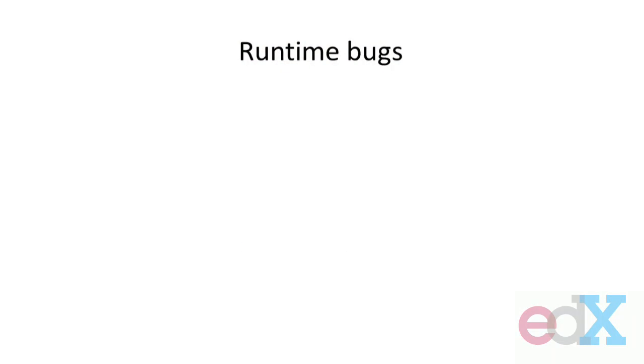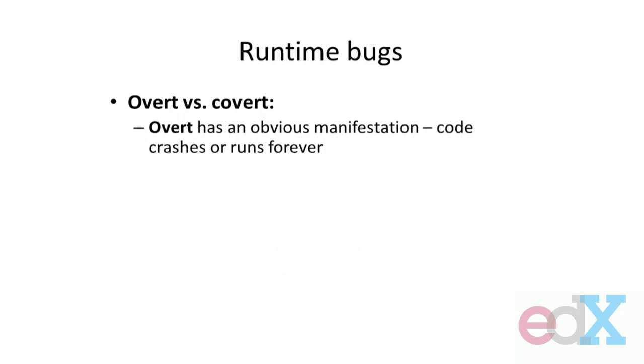We're going to do that in the next section, but before we do, let's say a little bit about the kinds of bugs that we might expect and why they have different impacts. When we expose a bug, a runtime bug, that is something that occurs during the running of the code, as opposed to a static semantics or a syntax error, one dimension along which the bugs can vary is the difference between an overt and a covert bug. Overt says there's an obvious manifestation. Code crashes. Code runs forever. It's clear that there's a bug.